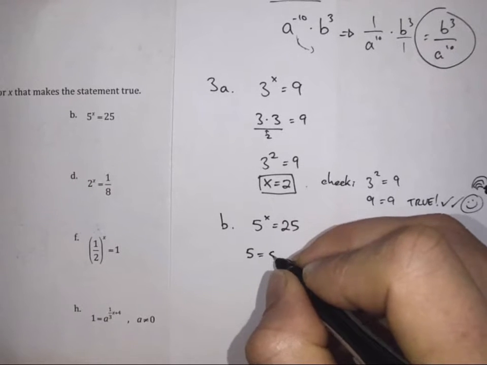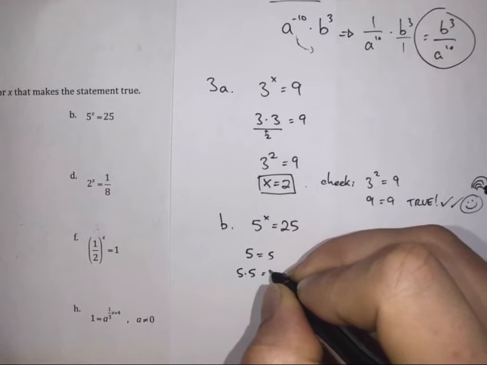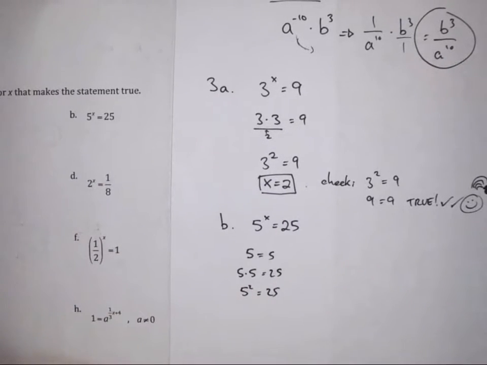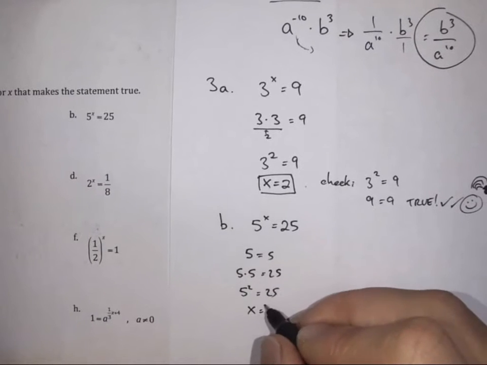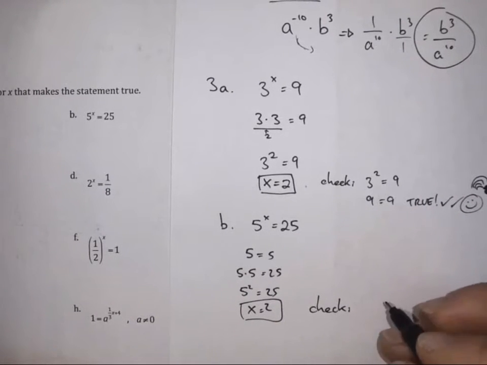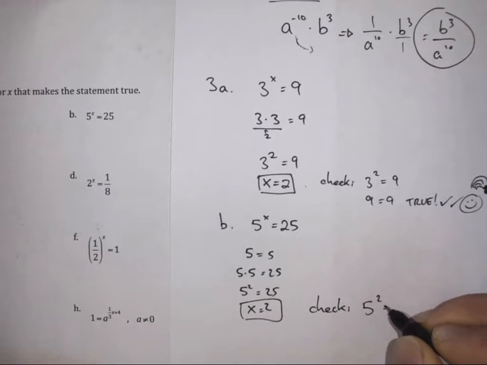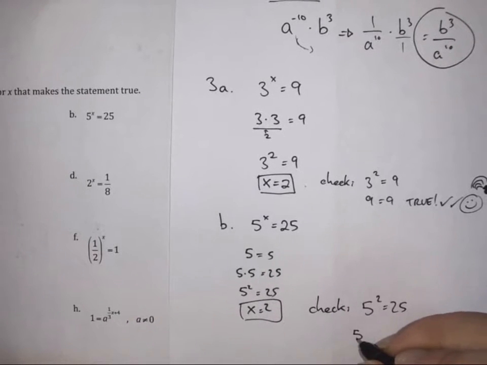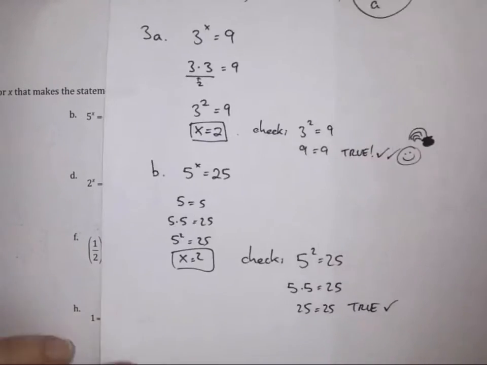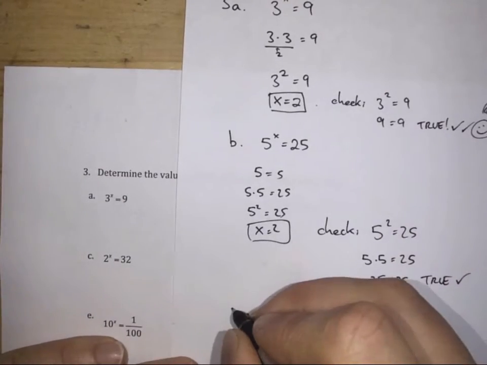Well, 5 once is 5, but 5 twice is 25. So I could say 5 squared is 25. Okay, so I could say x had a value of 2, just like in the last question. And I think I'm going to go through the check work each time for these and say, okay, well, is that true? Is 5 squared equal to 25? 5 times 5 is 25. It is true. 25 is 25, which is true. True science fact. Done.